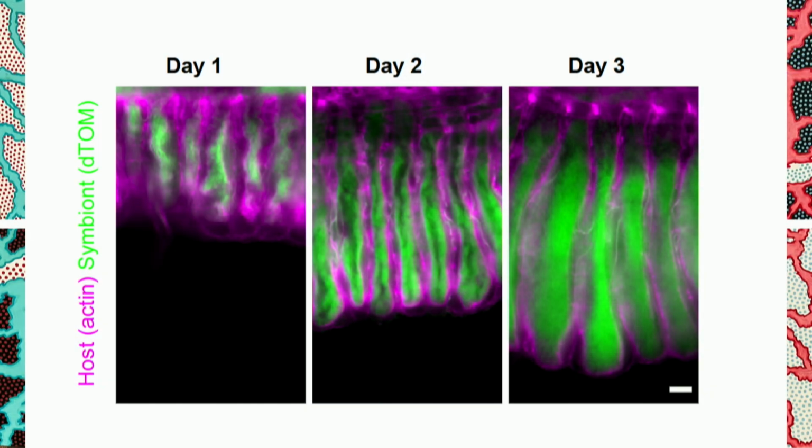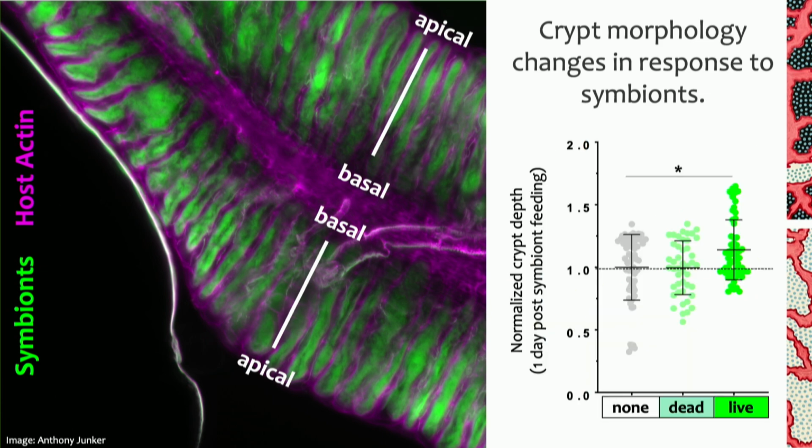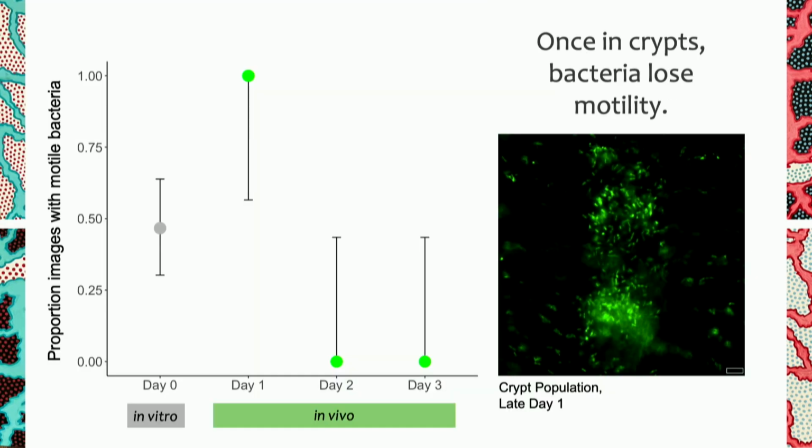The crypts start to get bigger, and the bacteria are sort of colonizing along the edges of the host tissue. We don't know if this is biofilm formation, how they're getting attached, but we consistently see this pattern where they're colonized along the surface. The crypts start to get bigger in response to the symbionts. Physics does not suggest that this is the symbionts just putting pressure on them, but they're actively growing in response to the symbiosis. And then the symbionts have to be live for this to happen. So it's not just some bacterial signal that does this.